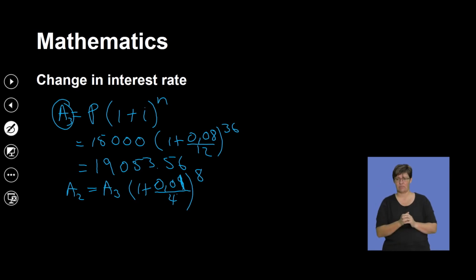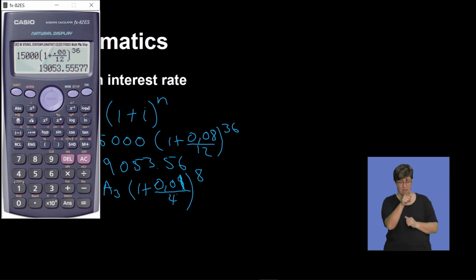Then if I go back to my calculator, remember that's still my answer. So I'm just going to say answer, open bracket, 1 plus 0.09 over 4, raised to an exponent of 8. And you see, at the end of the duration, Sibusiso will have that amount.